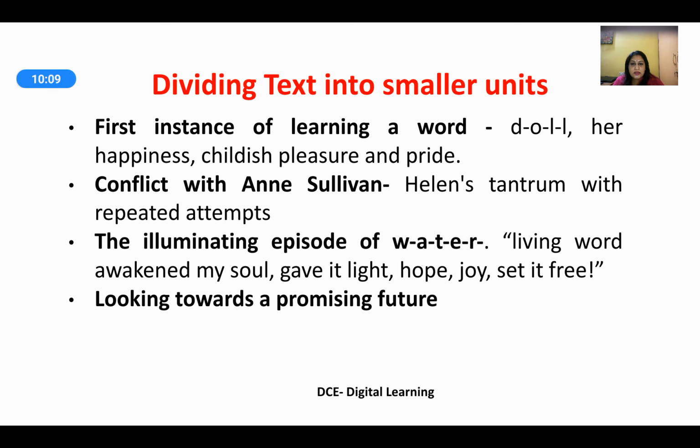The teacher, Anne Sullivan, kept one of Helen's hands under the water, and as the cool water gushed over her hand, on the other hand, Anne Sullivan spelled out the word water. It was at that moment Helen Keller realized that the cool liquid flowing over her hand was in fact known as water. That is why she says in her autobiography, "The living word awakened my soul, gave it life, hope, joy, and set it free." And then she started looking towards a promising future.